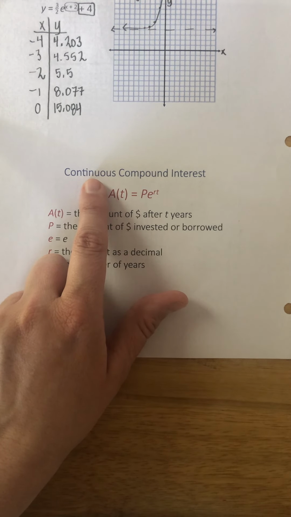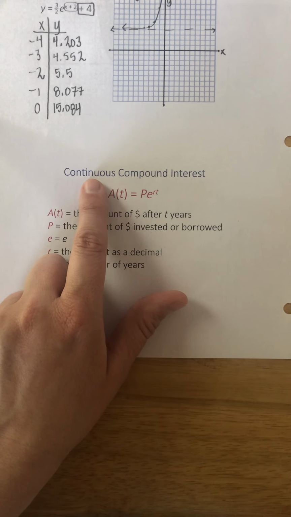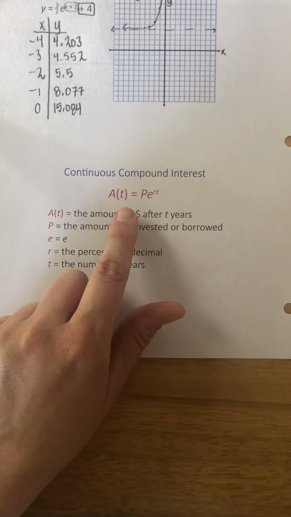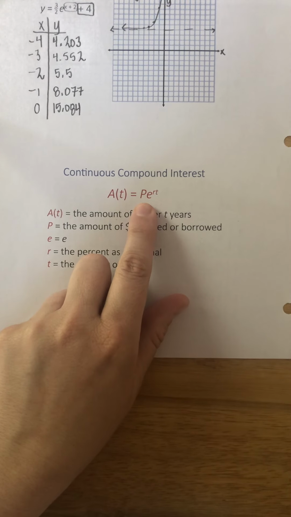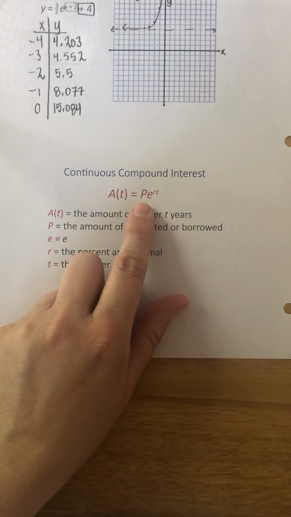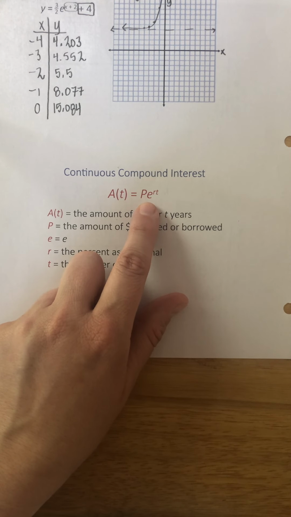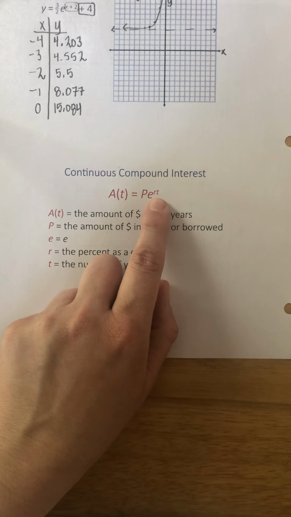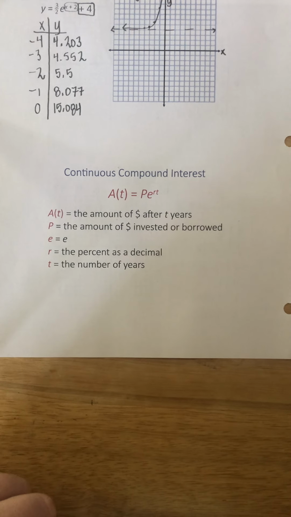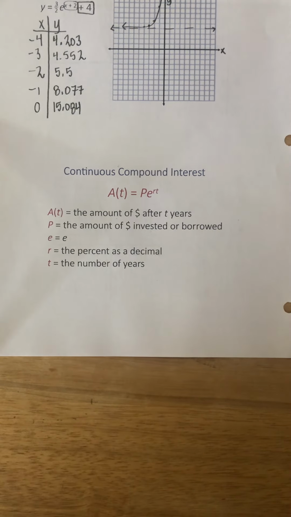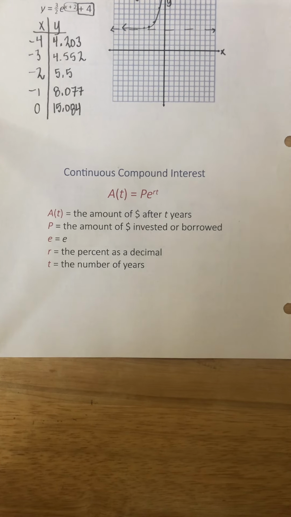It never stops being compounded. Every moment in time it's being compounded. And so we have a different formula. Now the way that I remember it is I just remember the word PERT. But this is capital P, which again stands for your principal, times e, remember that's the number we learned about yesterday, raised to the rt power. r is still your rate, but you're going to change it into a decimal, and t is your time.